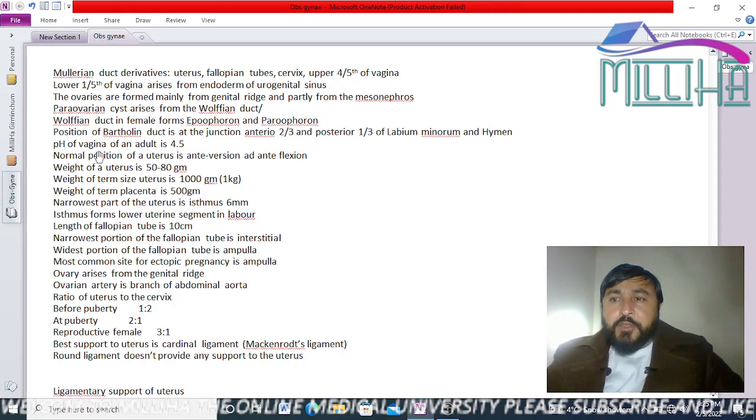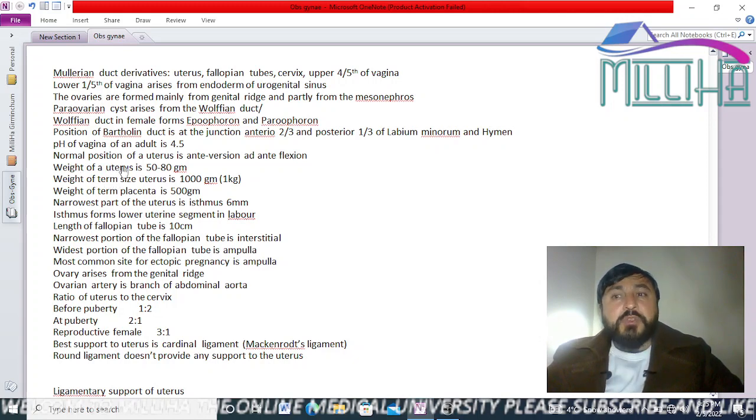Okay, so pH of the vagina is 4.5. That you must remember: the pH of an adult's vagina is 4.5. That you should remember. Okay, they may ask you in any exam.